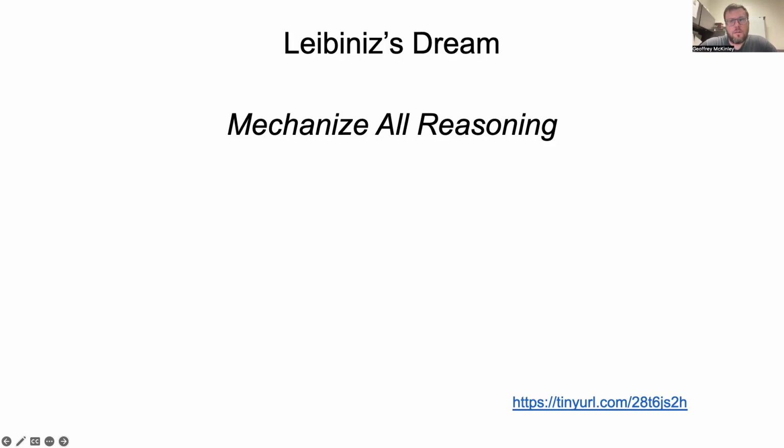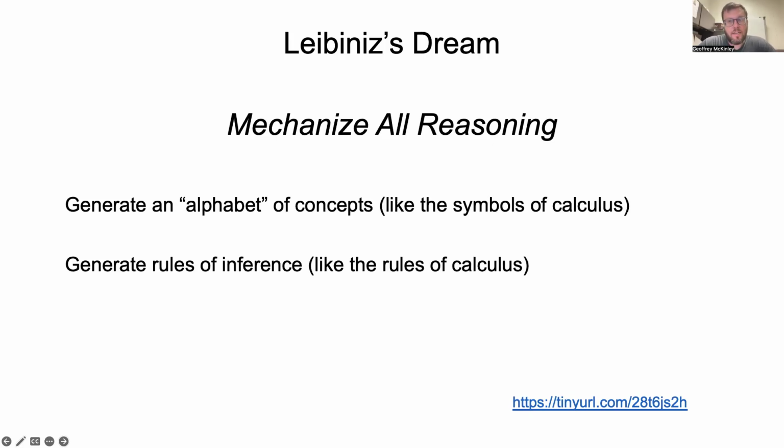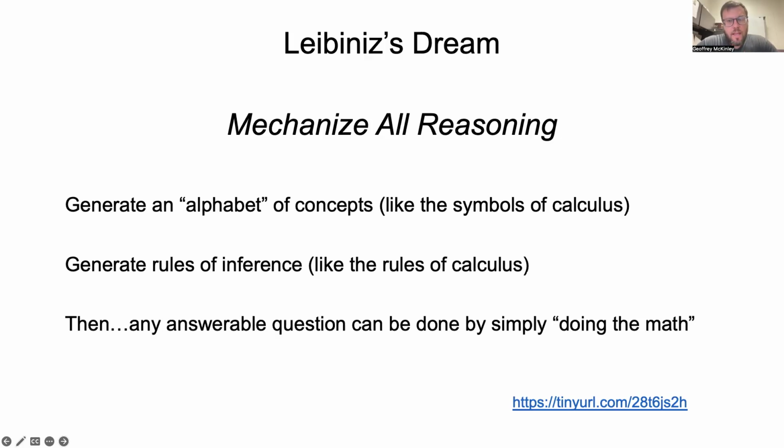But Leibniz's dream was to basically mechanize all reasoning. And his idea was if you could simply generate an alphabet of concepts so that certain symbols would refer to different concepts, and then generate some rules of inference, if you could do this, then any sort of answerable question in the world would be done by simply applying those rules to those symbols. And in a sense, you would just do the math. So to answer any question, you would just do the math, right? And he thought if you could do this, you could mechanize reasoning.